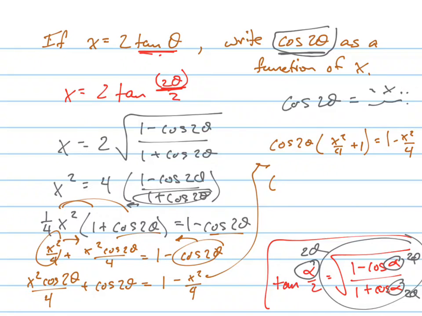And then cosine 2 theta equals 1 minus x squared over 4 all over x squared over 4 plus 1. And now let's clean it up a little bit. Let's just multiply by 4 on the top and bottom. It'll look a lot nicer. So that equals 4 minus x squared all over x squared plus 4.